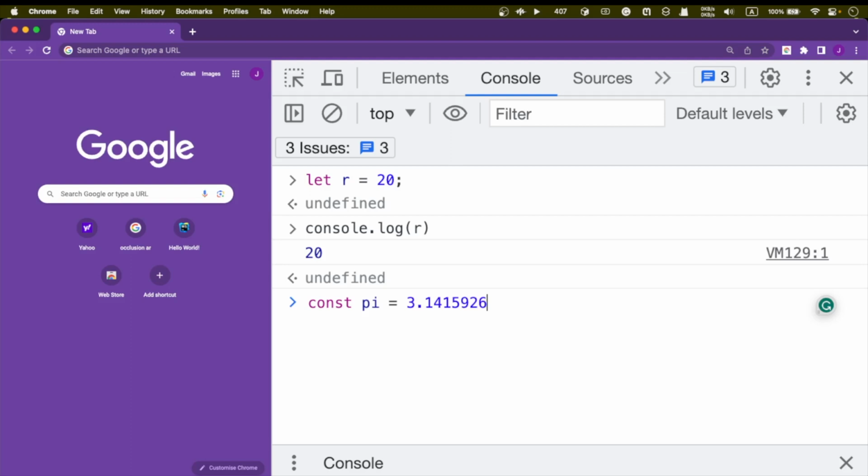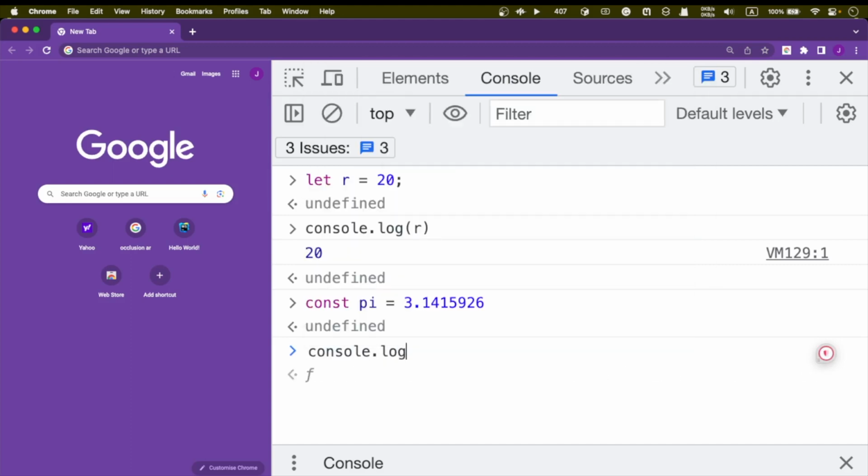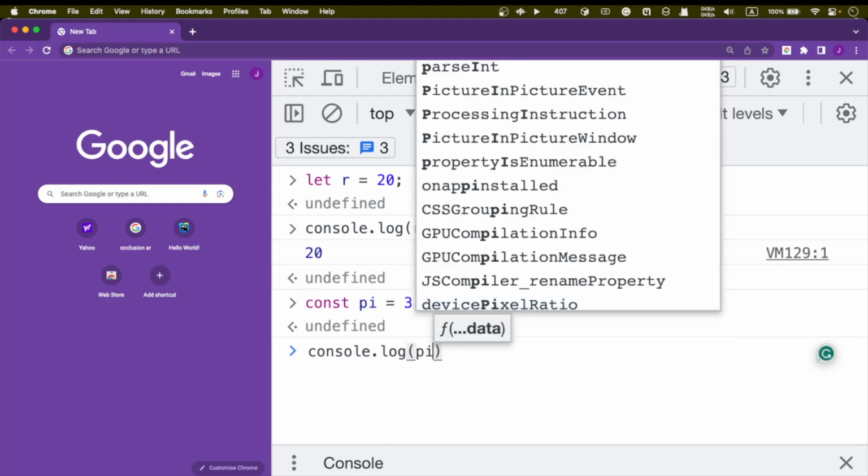3.141592, and the rest of it I don't remember. I just don't remember this one, but I remember it's a constant, so you can't change it. So whether you have an integer or a floating number, you can initialize it this way. Then you can console.log and print it out. Absolutely, you can do that.